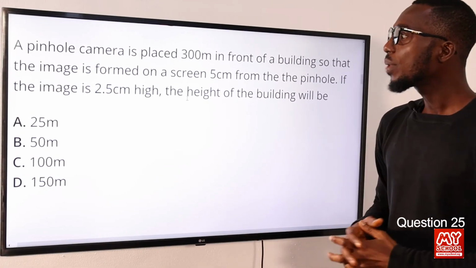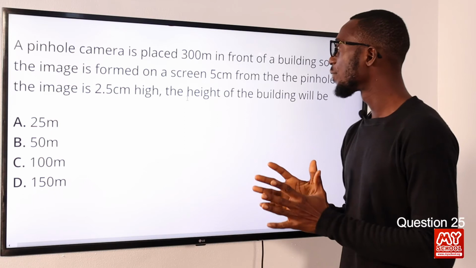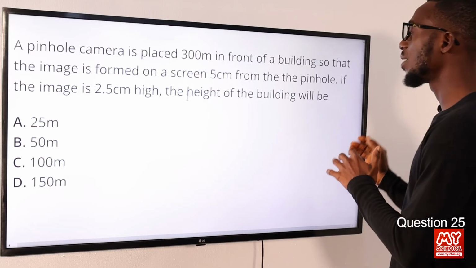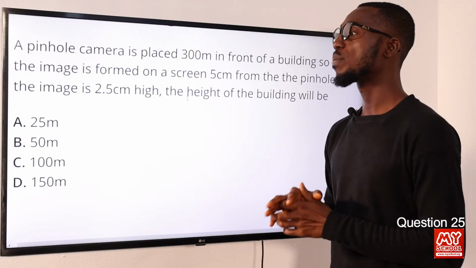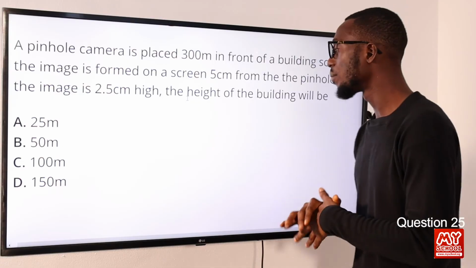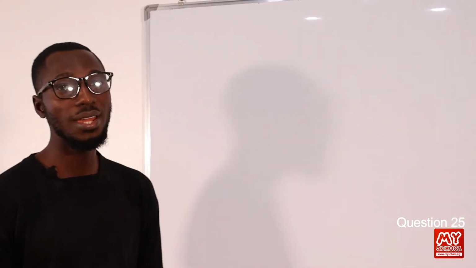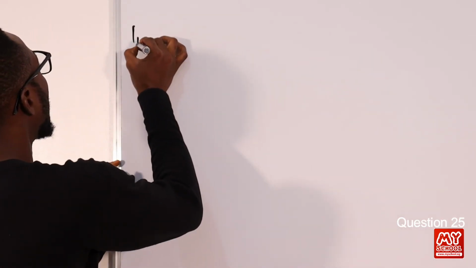25. A pinhole camera is placed 300 meters in front of a building so that the image is formed on a screen 5 centimeters from the pinhole. If the image is 2.5 centimeters high, the height of the building will be what? So we are just going to use this formula for magnification. The height of the image equals the image distance from the pinhole camera and the object distance as well. The image height is given from the question: the image is 2.5 centimeters high.